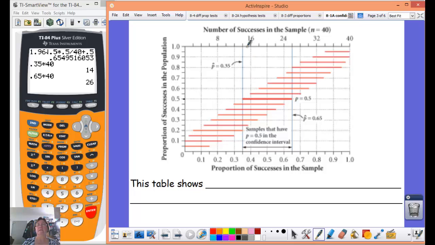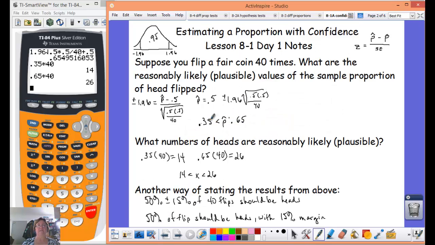It came up with, guess what? 8, 10, 12, 14. That sounds familiar. To 26, and I believe that's exactly what we said just a moment ago. 14 to 26 successes would be considered reasonable. If you look down on the proportion side, they're showing between 35 and 65%, and I believe we said also 35 to 65%.